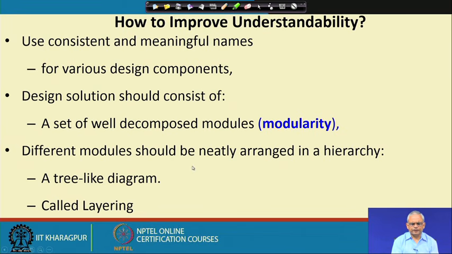and also the call relationship should look like a tree diagram. This is also called layering, because each layer of the tree is an implementation of the previous layer and a specification for the lower layer. This is a desirable characteristic, we will see why a little later. That is, not only should we have a well decomposed set of modules, but also their call relation should be representable in the form of a tree-like diagram.